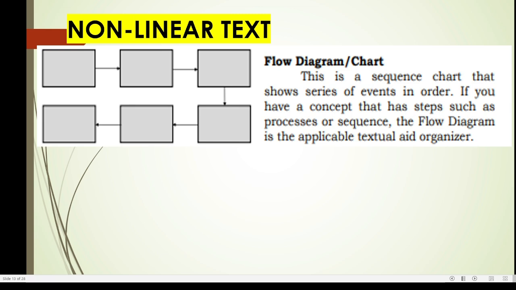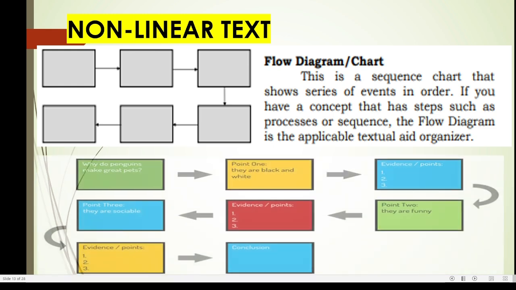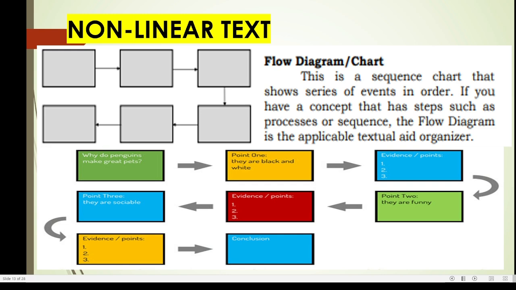Another nonlinear text comes in the form of a flow diagram or a flow chart. This is a sequence chart that shows a series of events in order. If you have a concept that has steps such as processes or sequence, the flow diagram is the applicable textual aid organizer. A flowchart is a schematic representation of an algorithm or a process. So, if you want to explain a step-by-step procedure in a process, well, a flow diagram or a flowchart like this one is the best one to use.